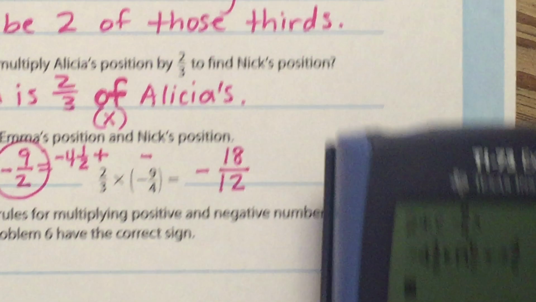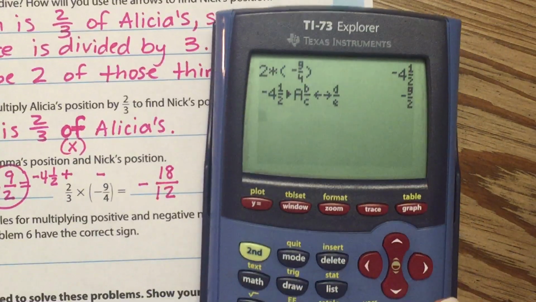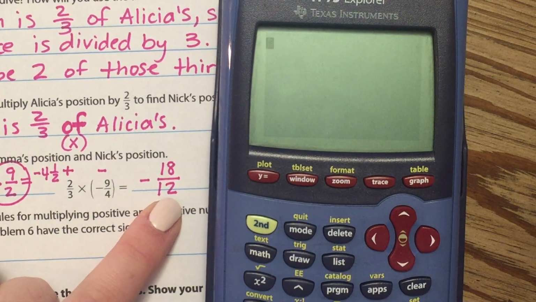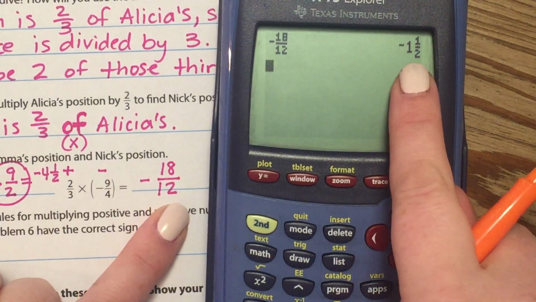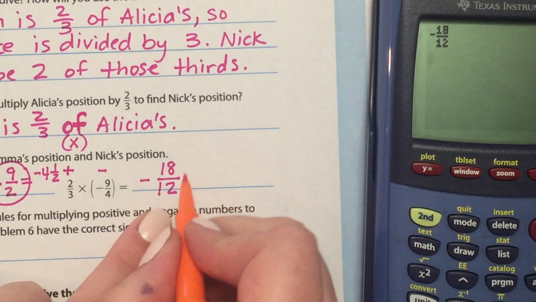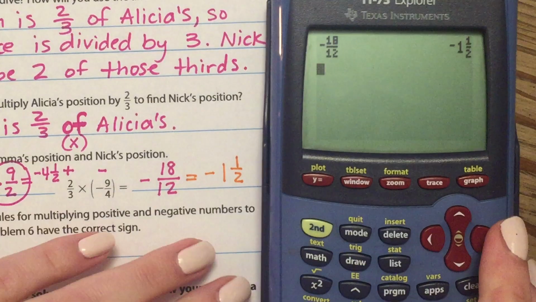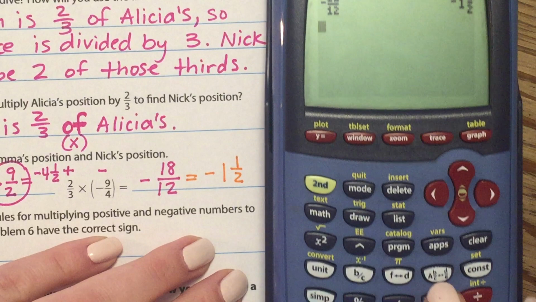So I'm going to simplify this answer. Actually, I'm going to practice doing this on my calculator. So this is how you guys would simplify a fraction on your calculator. Type it in just like it looks. So we have negative, and then push the fraction button, 18/12. Press enter. It will give you the answer as a mixed number. So -18/12 is the same as -1.5.